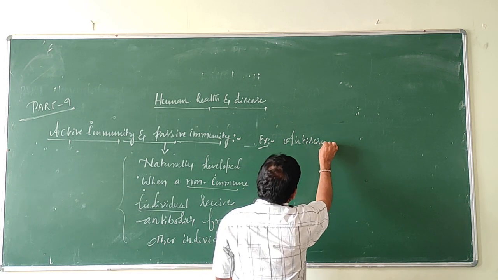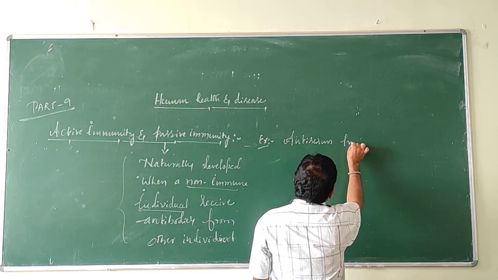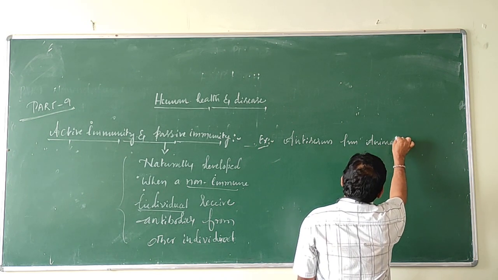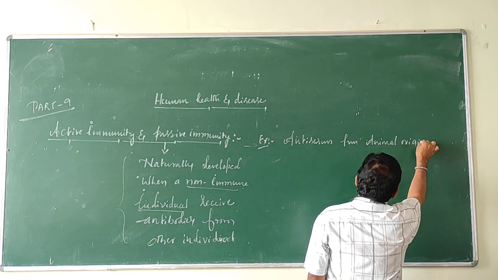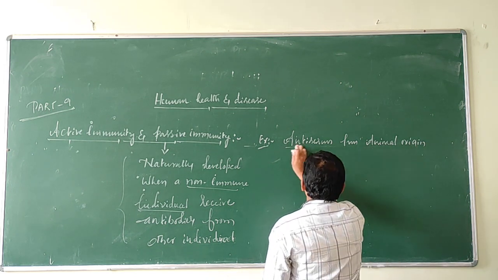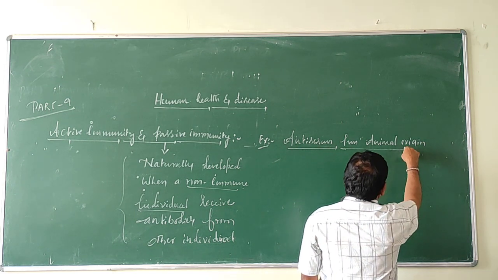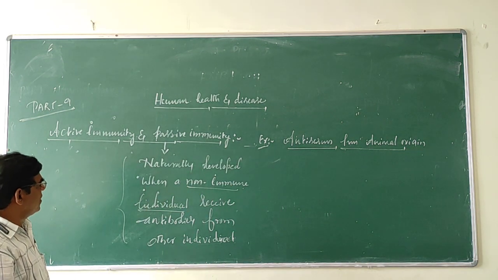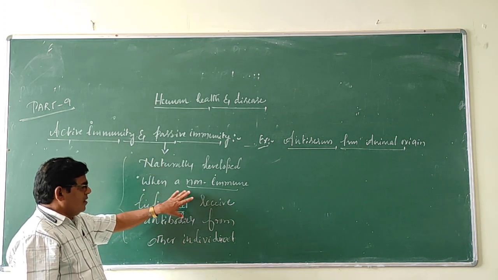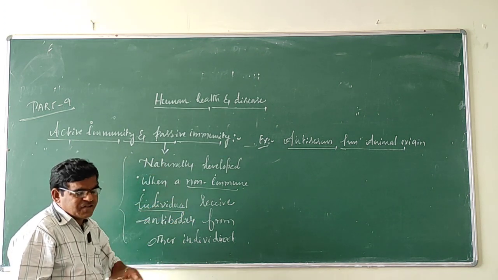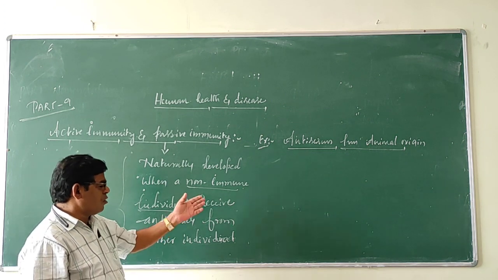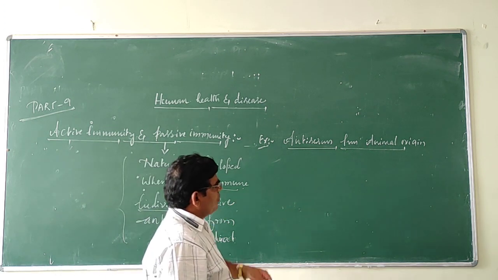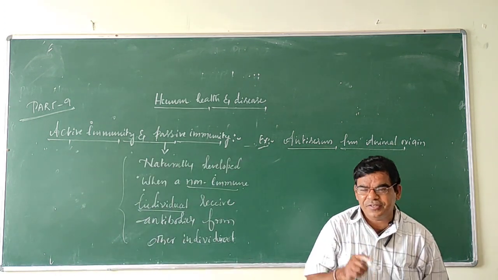For example, anti-serum from animal origin. Anti-serum from animal origin is the best example. See, you got the point. So non-immune individuals can receive antibodies from other individuals. The best example is anti-serum from animal origin.